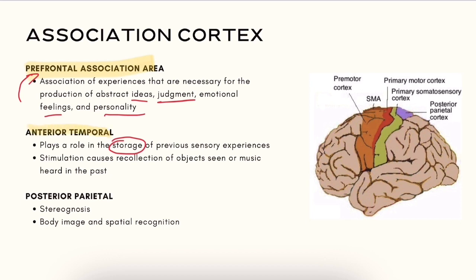association cortex. And then we have your posterior parietal, which is for your stereognosis. So what happens in stereognosis is there is visual information from the posterior occipital cortex and sensory input of touch and pressure and proprioception from the anterior parietal cortex. Now this is then integrated into concepts of size, form, and texture, and that is your stereognosis. Okay. And then we also have body image and spatial recognition. So the brain knows where each part of the body is located in relation to its environment.